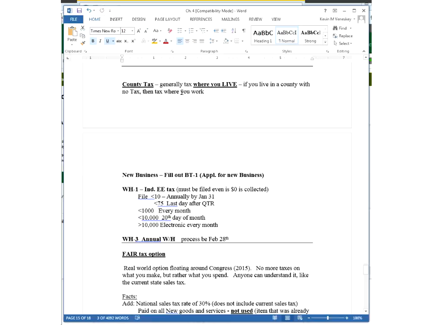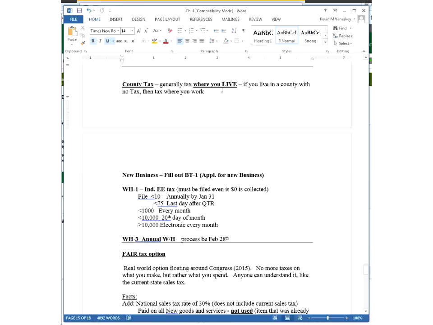County taxes, we in Indiana do have to pay a county tax. The big difference between county and state is county is taxed where you live, not where you work. So for example, I live in Madison County, but my primary employment is through Delaware County at the Muncie campus. However, I'm taxed at the Madison County rate.